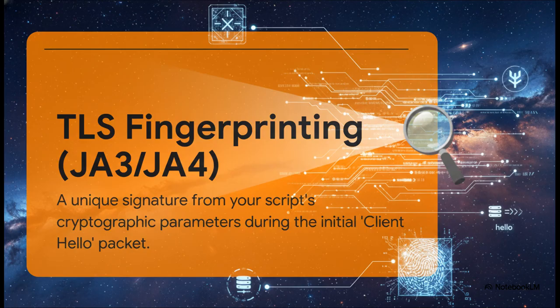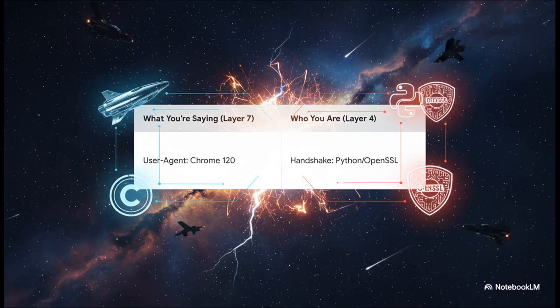The second your script tries to connect, it has this initial hello with the server. And during that handshake, it presents a very specific list of ciphers and extensions. Think of it like a cryptographic dialect, and your script has a very thick accent. And this shows you the fundamental mismatch. Up at the application layer, layer 7, your user agent is claiming, hey, I'm a Chrome browser. But way down at the transport layer, layer 4, your TLS handshake is screaming, I'm a Python script using OpenSSL. That contradiction is a dead giveaway.